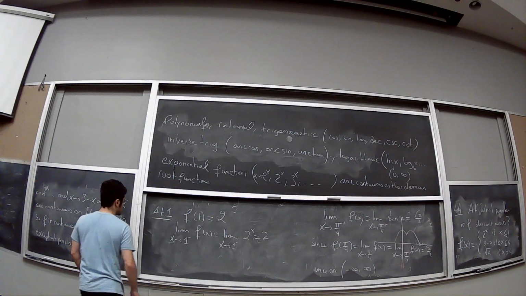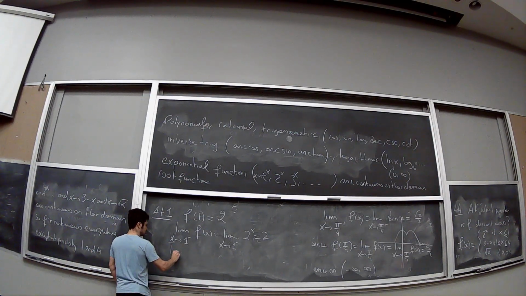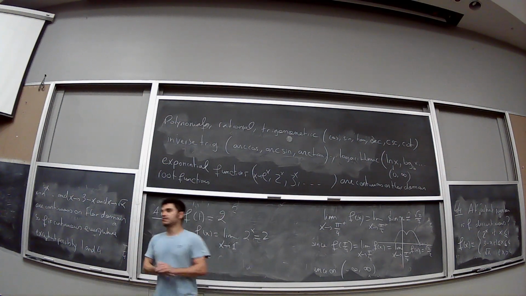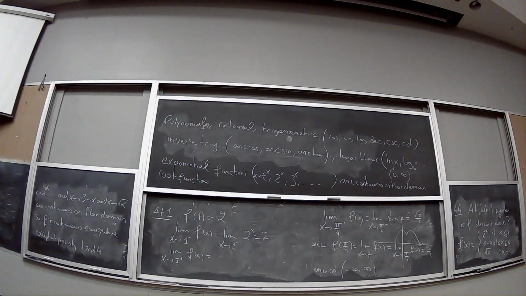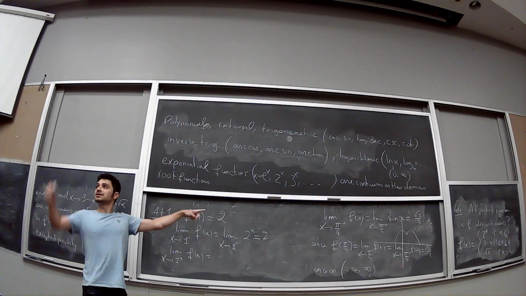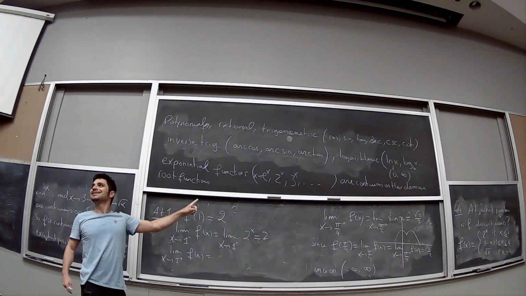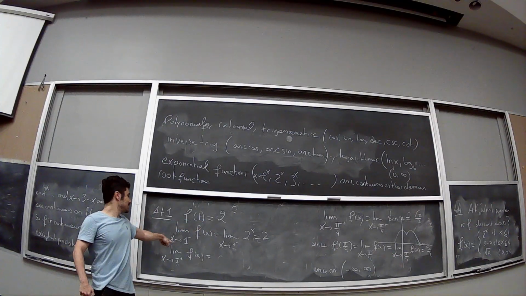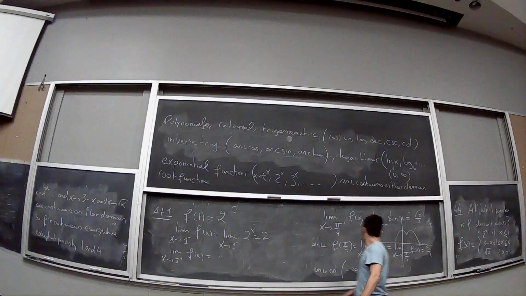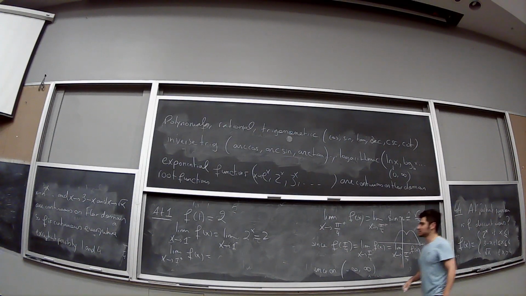Now, what is the limit as x approaches 1 plus? If x is approaching 1 plus, what is the expression of f of x? x is going to 1, but x is strictly bigger than 1. x is somewhere here, right? f of x is 3 minus x, right?